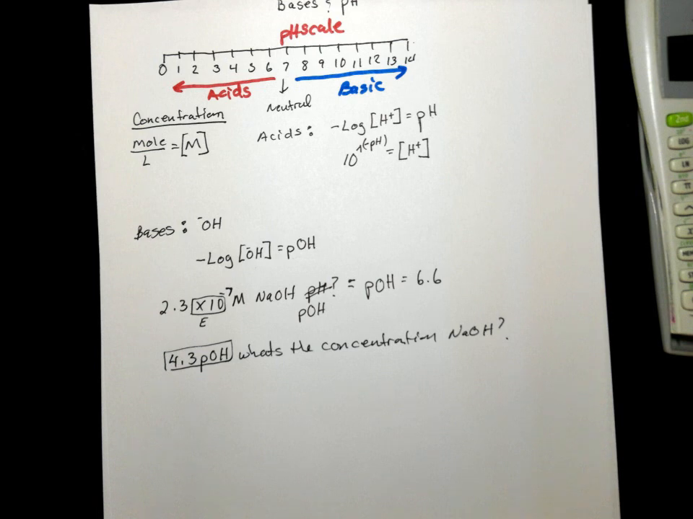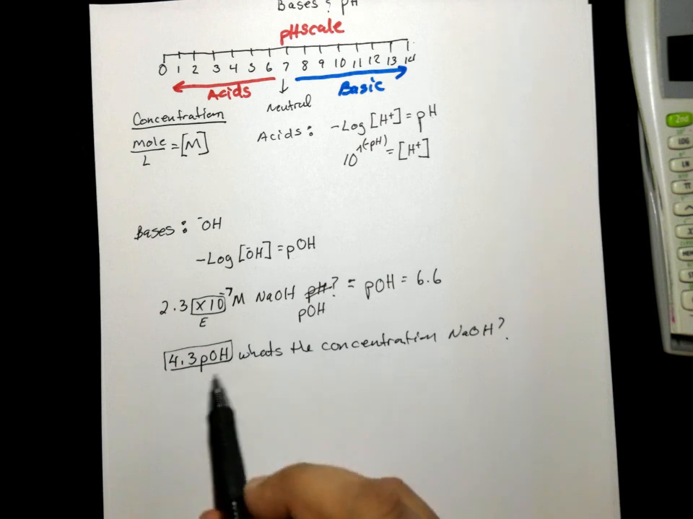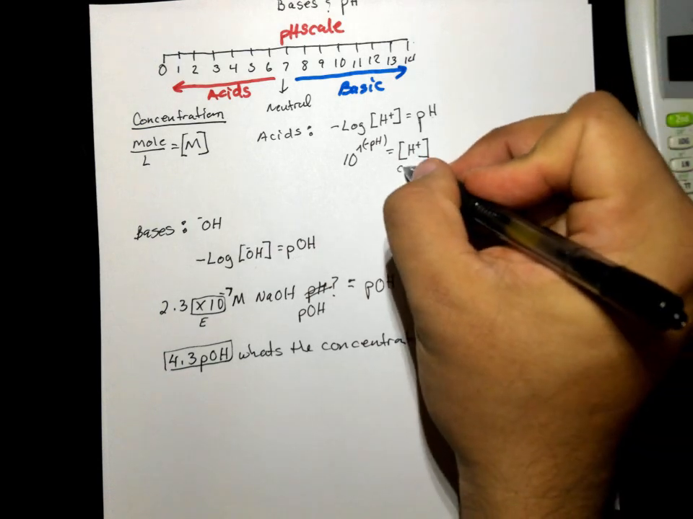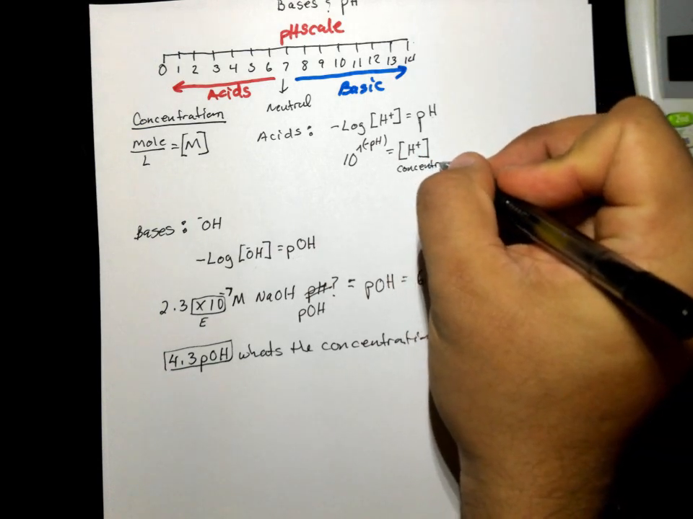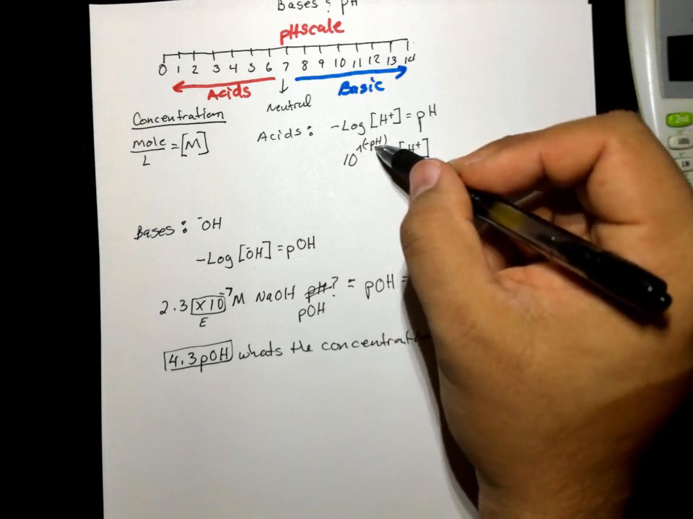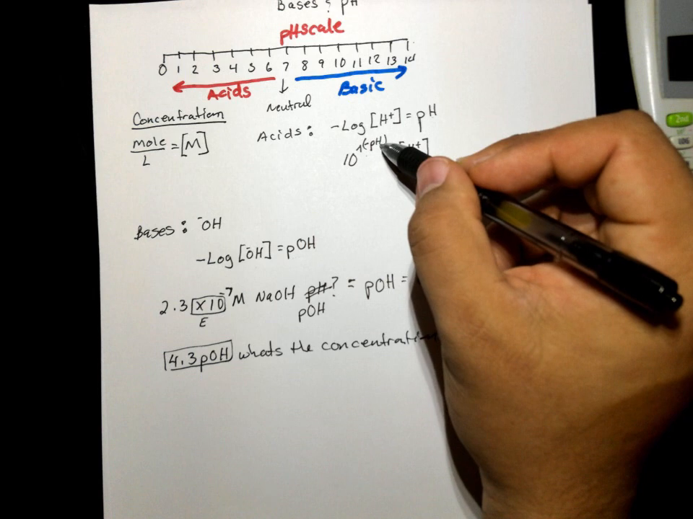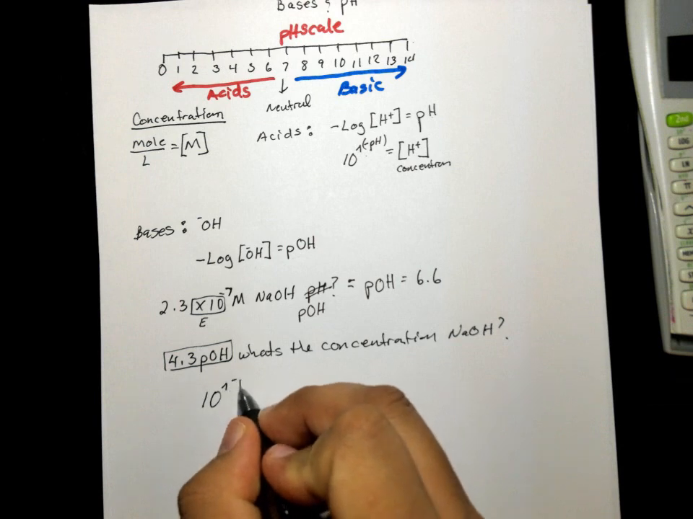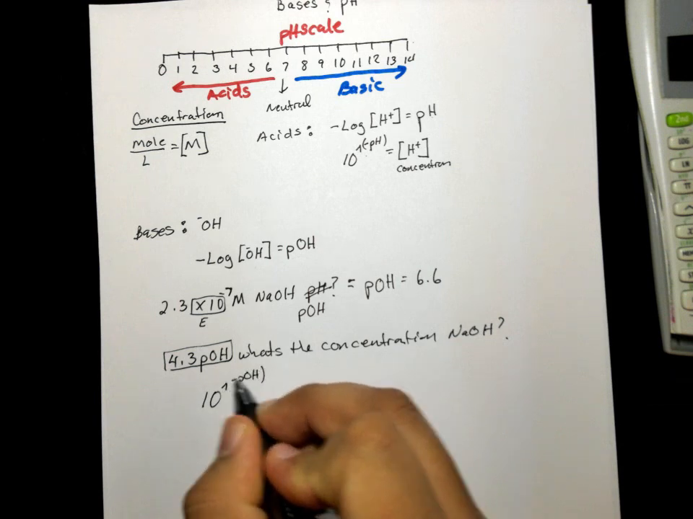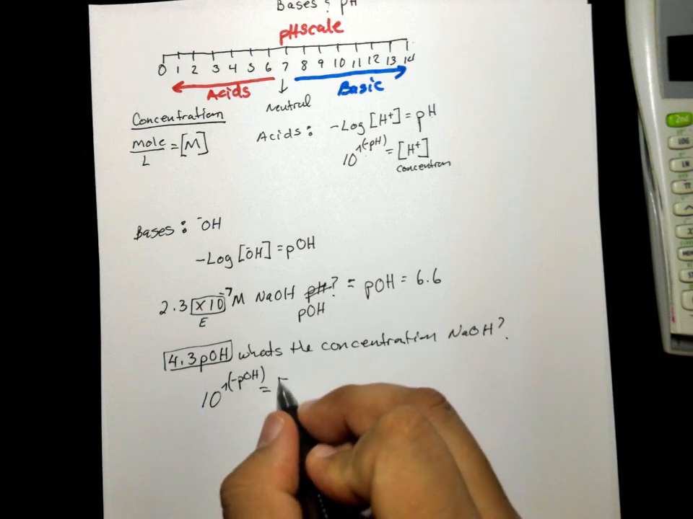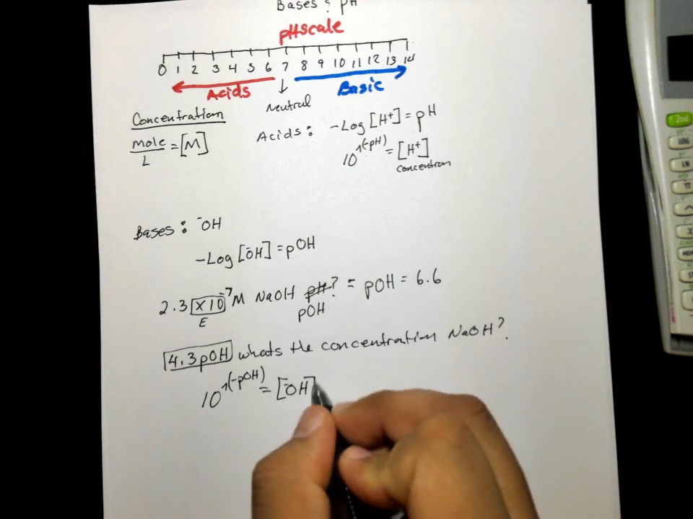So if we want to calculate concentration, how do we calculate concentration? Remember, for acids, we went 10 to the negative pH. So what do you think you're going to do with bases? Well, with bases, you're going to go 10 to the negative pOH. We're going to reverse the process, okay? And that will give me our hydroxide concentration.